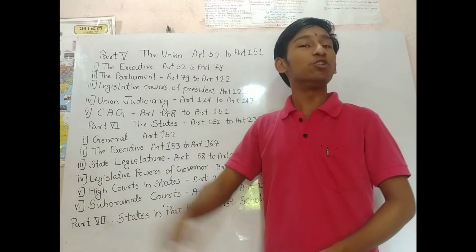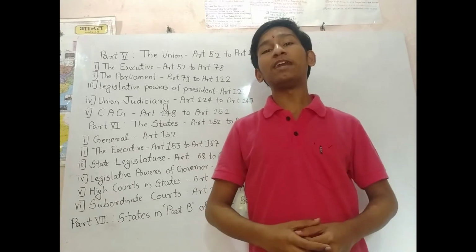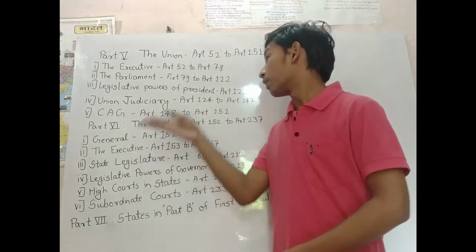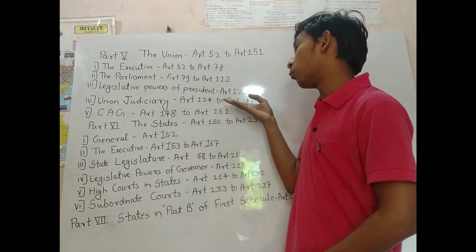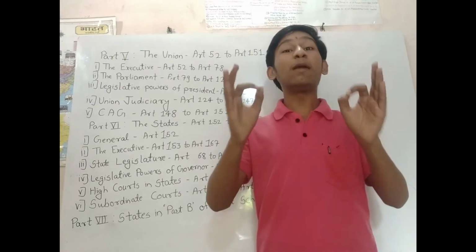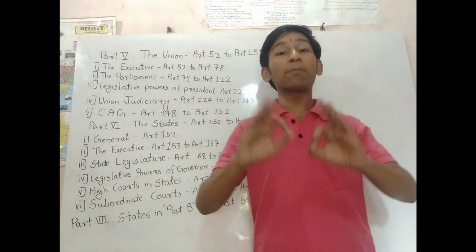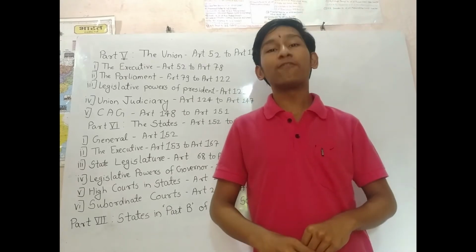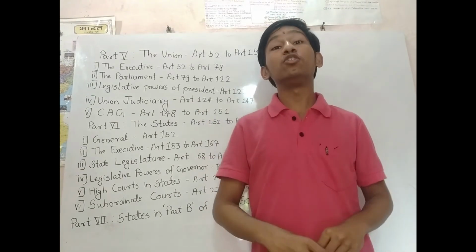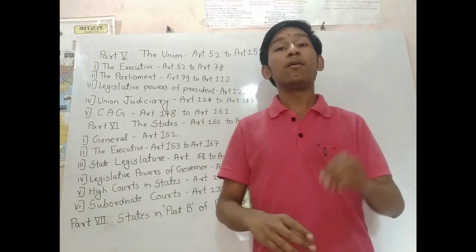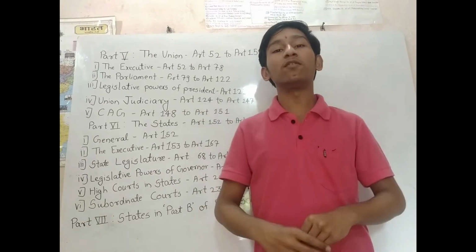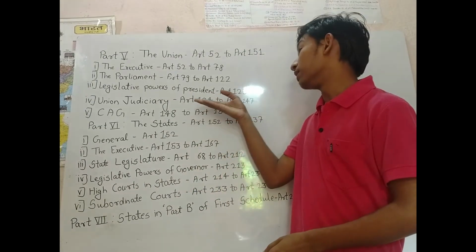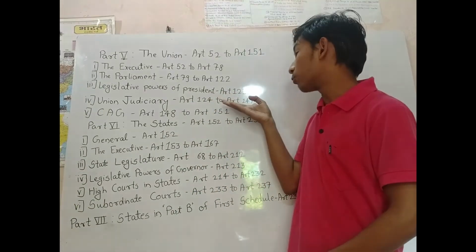Next is the Union Judiciary, meaning the Supreme Court of India, for which we have a lot of respect in our hearts. It lies from Article 124 to Article 147. What should be the number of judges in the Supreme Court? What type of cases should be discussed there? How to choose the Chief Justice of India, or how to select the other judges of the Supreme Court of India? Every single provision regarding it is given in Article 124 to Article 147.